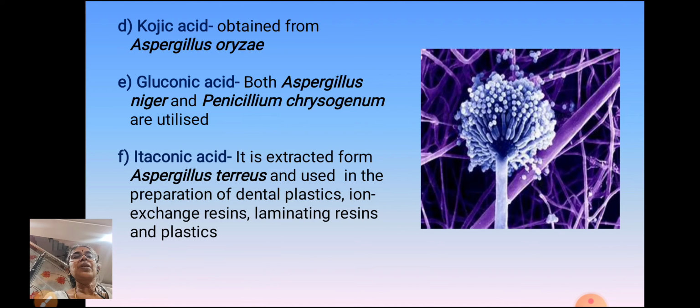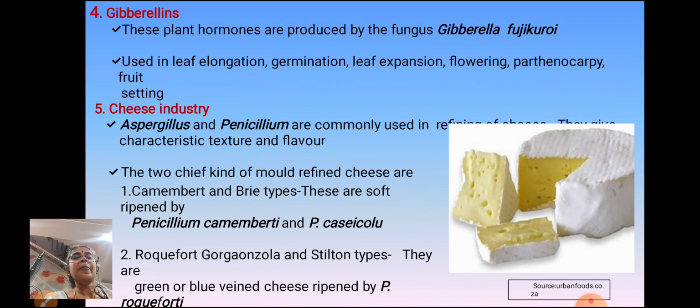Kojic acid is obtained from Aspergillus oryzae. Gluconic acid is obtained from both Aspergillus niger and Penicillium chrysogenum. Itaconic acid is extracted from Aspergillus terreus and it is used in the preparation of dental plastics, ion exchange resins, laminating resins and plastics. This is the diagram of Aspergillus.